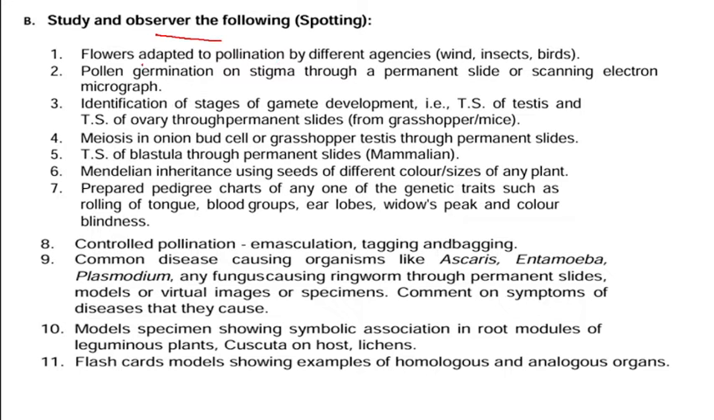Now how will you get the spotting? Total 7 marks are for spotting. Out of these 7 marks you are going to get 1 mark for each spot. For example, flower pollination by different agencies. Either you are going to get a wind pollinated flower or an insect pollinated flower or a bird pollinated flower. Only one of them you will get.